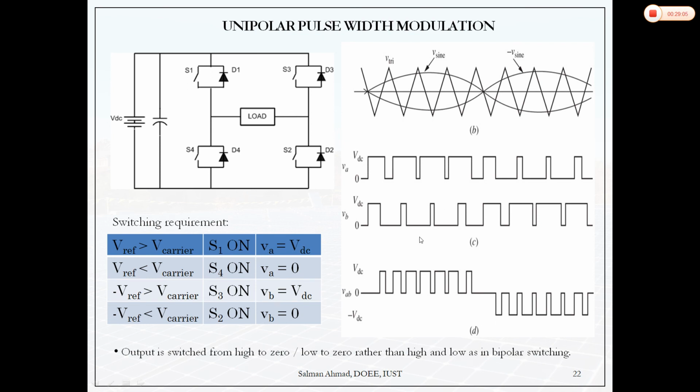And for the output generated, you can see here that the voltage is now changing between 0 and VDC. So the swing in the output voltage is not that much, so dV by dt will be smaller in the case of unipolar pulse width modulation.